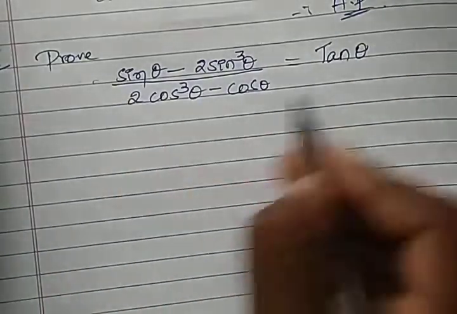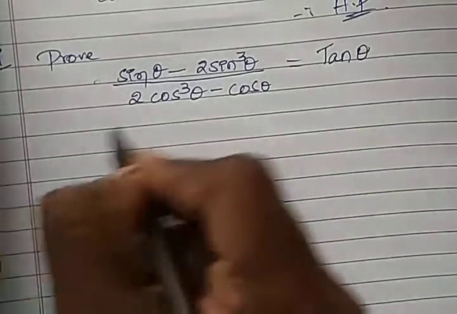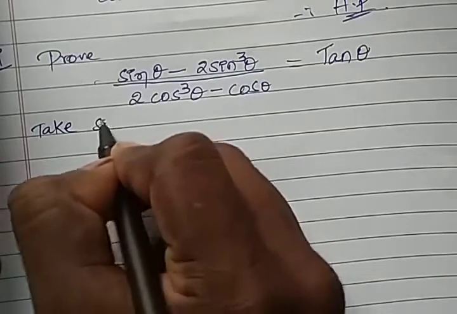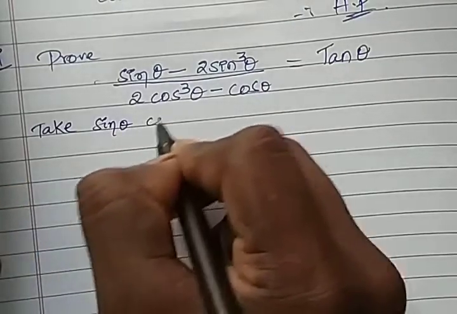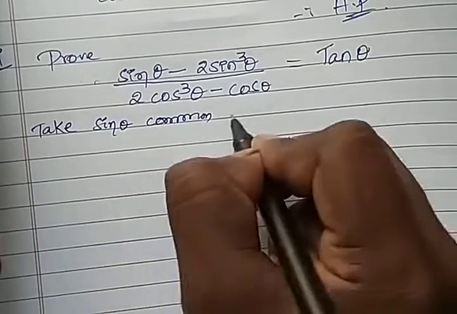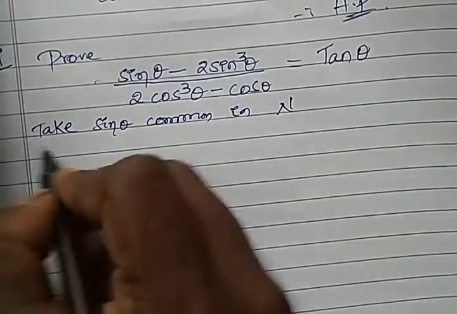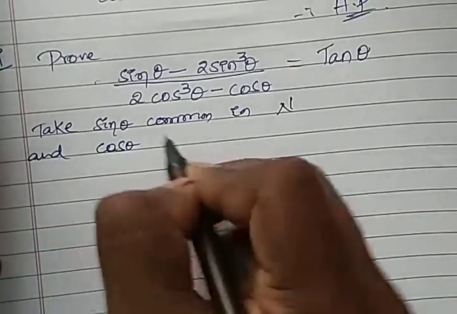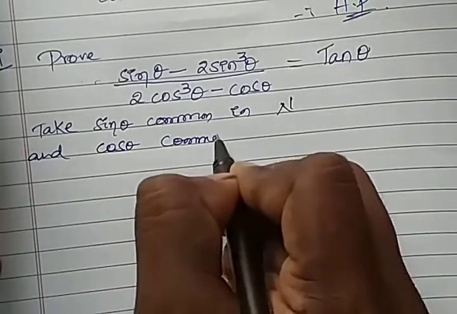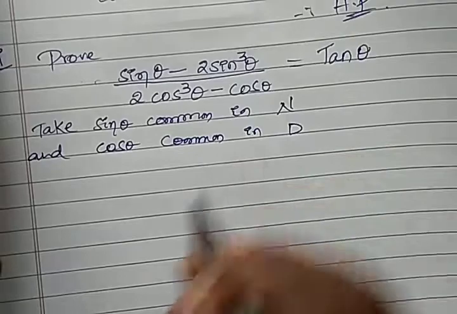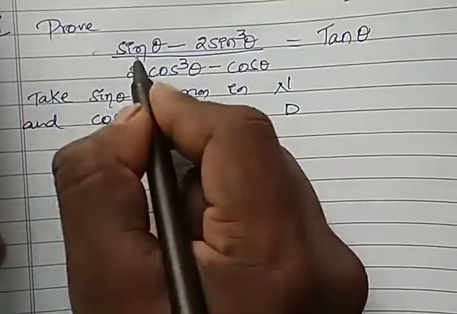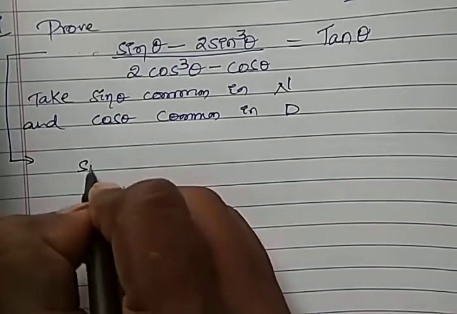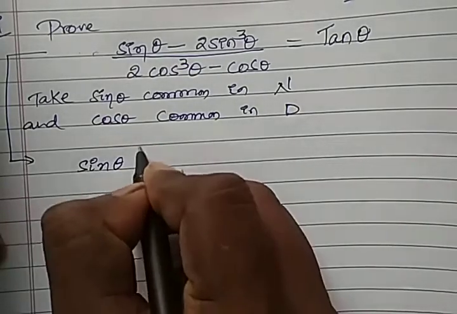Then we will get sin by cos as tan theta. So that's the idea. So taking common, take sin theta common in the numerator and cos theta common in the denominator. So what happens here, from this, sin theta is taken common, that means writing outside.